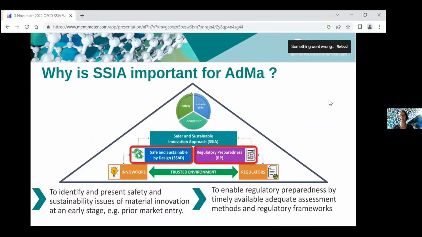So why then is the safe and sustainable innovation approach important for advanced materials? It's because if you want to meet, for instance, sustainable development goals, your advanced materials also have to be safe and sustainable. And here this SSIA provides you an approach to identify safe and sustainable issues of your material innovation at an early stage, but also to present that these materials are safe when they enter the market. And it should enable regulatory preparedness for regulators to have adequate assessment methods and regulatory frameworks on hand if these materials enter the market. Next slide, please.